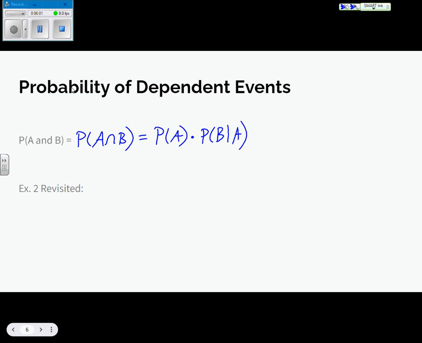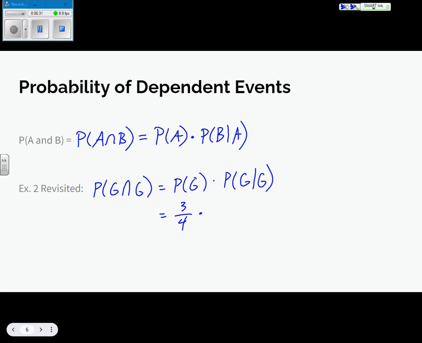So whenever I did my probability of girl and girl for the speaker and recorder on example 2, I got to take the probability of G. I really should have done some different variables, but I think I'll manage. And I got to multiply that by the probability of choosing a girl again, given that I chose a girl the first time. So just regular probability that I chose a girl, as stated earlier, was 3 out of 4.